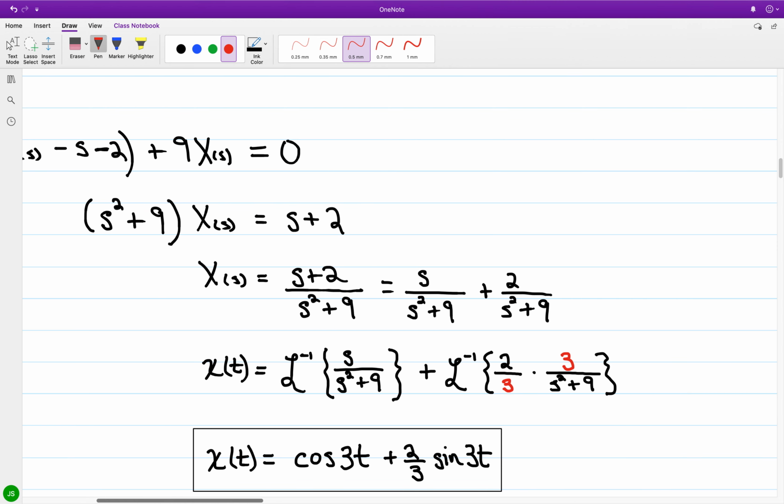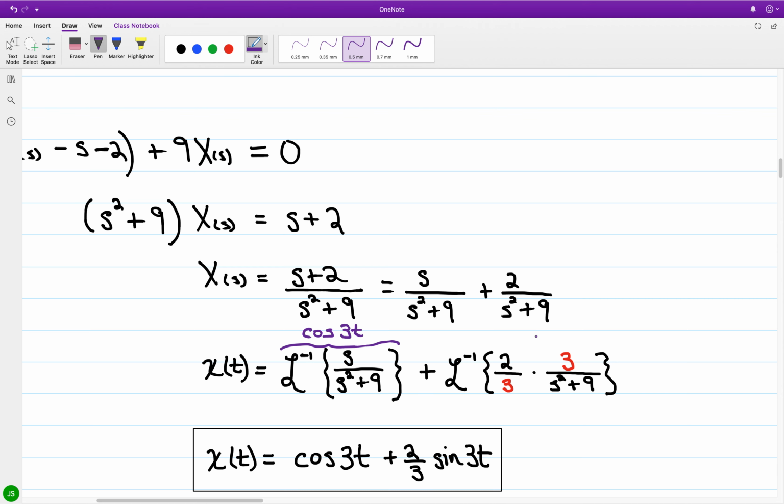So for x of t, I have the inverse Laplace transform of s over s squared plus 9, and again, this is in the s over s squared plus k squared family, and we have k equal to 3, and this is the Laplace transform of the cosine of 3t.